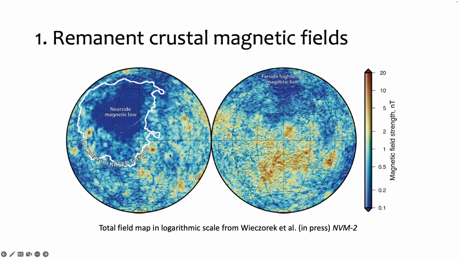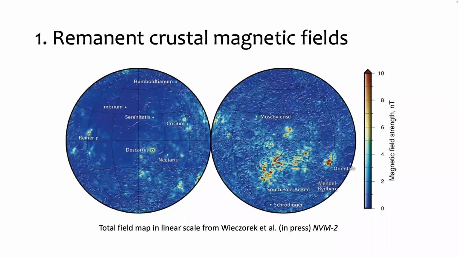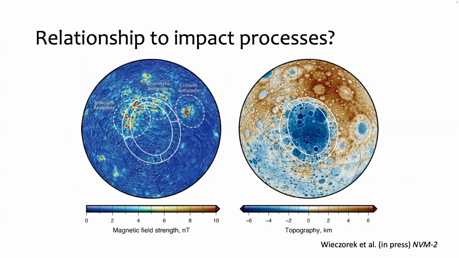Now, if I switch from log scale to linear scale on the next slide, what we can also see is that there are areas of the moon which have the strongest crustal magnetic anomalies, and the areas with the strongest magnetic anomalies are extremely localized. Some of them are isolated in random-ish looking places on the moon, but others seem to have some relationship with impact processes.